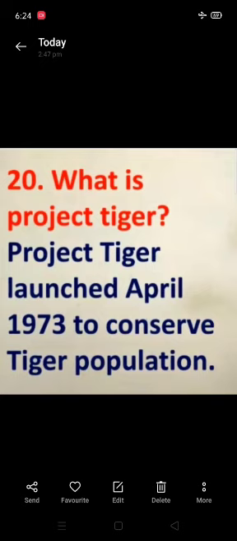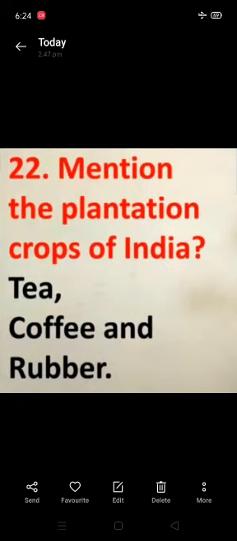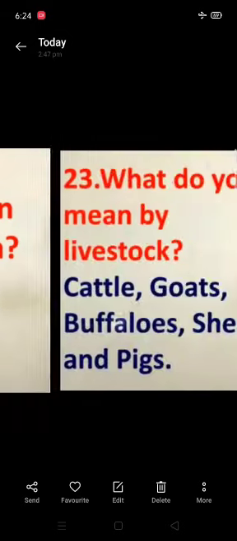What is Project Tiger? Project Tiger was launched in April 1973 to conserve the tiger population. Define soil. Soil is the uppermost layer of the land surface. It is composed of minerals. Mention the plantation crops of India: tea, coffee, and rubber.